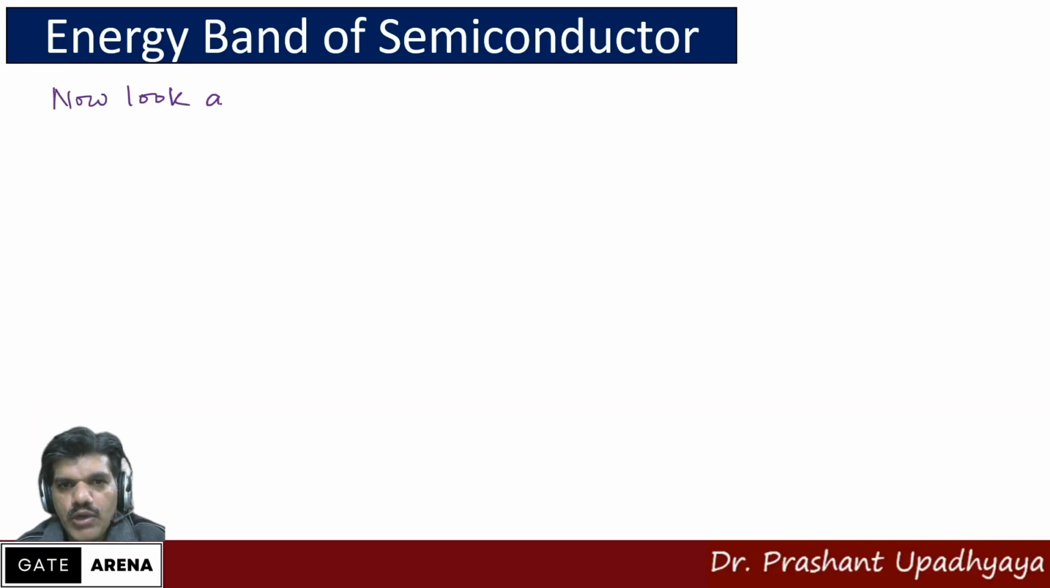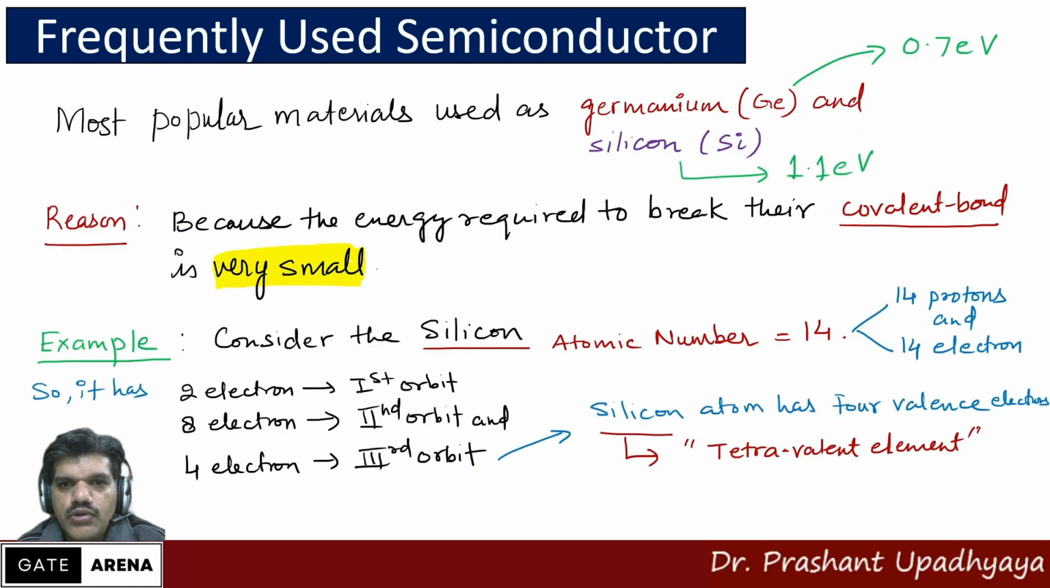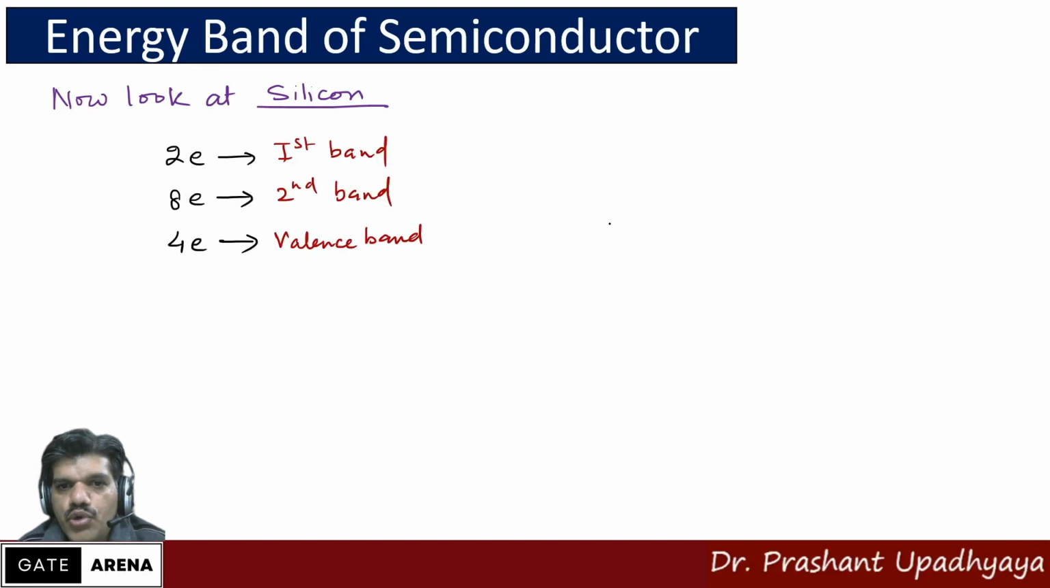Now we will look at silicon. From the previous slide, we have seen that silicon has 2 electrons in the first orbit, 8 electrons in the second orbit, and 4 electrons in the valence band. So I'm writing 2 electrons in the first band, 8 electrons in the second band, and 4 electrons in the valence band. Now we will draw the energy band diagram.